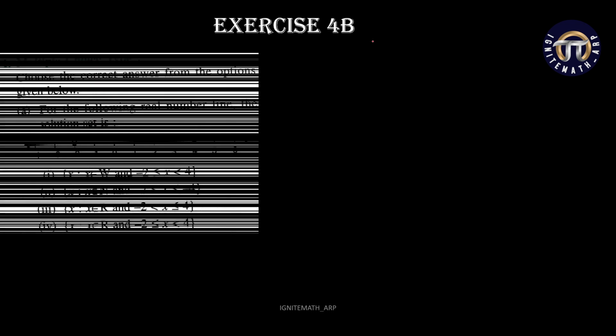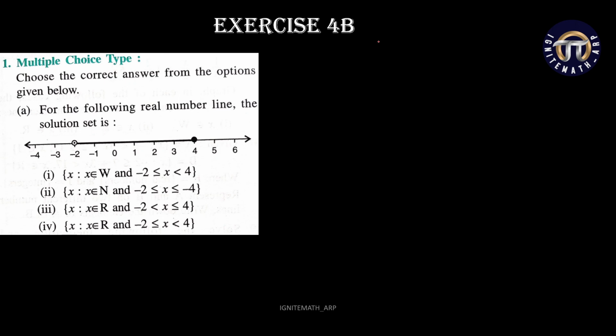Exercise 4b. Now see here the multiple choice questions. Choose the correct answer from the options given below. For the following real number line, the solution set is, listen to me children, how should I identify? First of all, I need to identify what is the replacement set. Can you tell me what is the replacement set here? Yes, okay, you need to observe. See, the intermediate place is darkened. It is darkened. Means what? The replacement set is the set of real numbers.